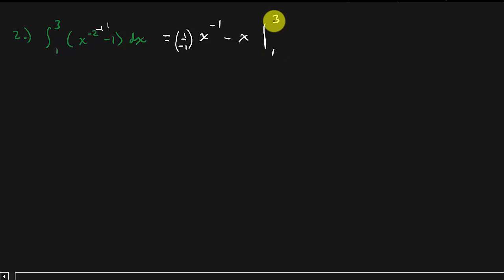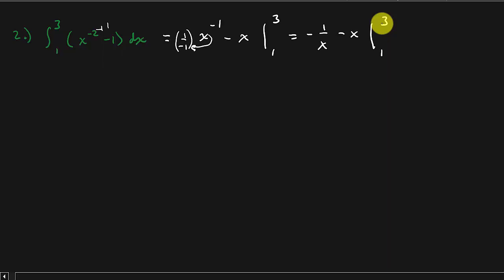All right. So before we evaluate this, let's clean it up a little bit. So this is going to be negative 1 over x. See, there's the negative out here, and then this x to the negative 1, putting it in the denominator. And remember, when you move something across the fraction bar, it changes the sign of the exponent. So it changes from a negative 1 to a positive 1. Minus x, and that's going from 1 to 3.